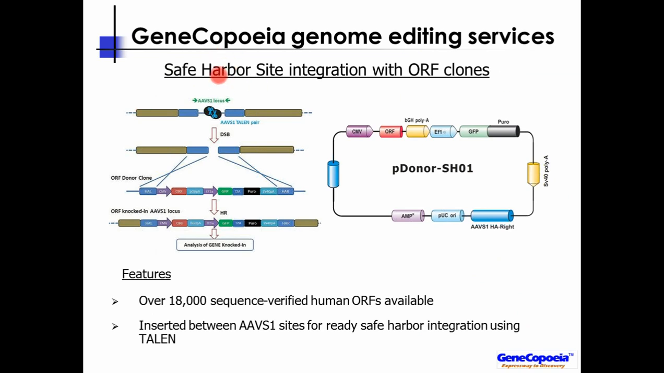GeneCopoeia is also known for our genome editing tools such as TALEN and CRISPR. And so we have a large collection of clones, over 18,000 sequence-verified human ORFs, which are designed for knock-in at the so-called safe harbor loci at either the AAVS1 site on human chromosome 19 or the ROSA26 allele in mouse. Actually, these are human clones, so they're human only. So we can use either TALEN or CRISPR to knock in these ORFs with various markers and promoters into the AAVS1 site.